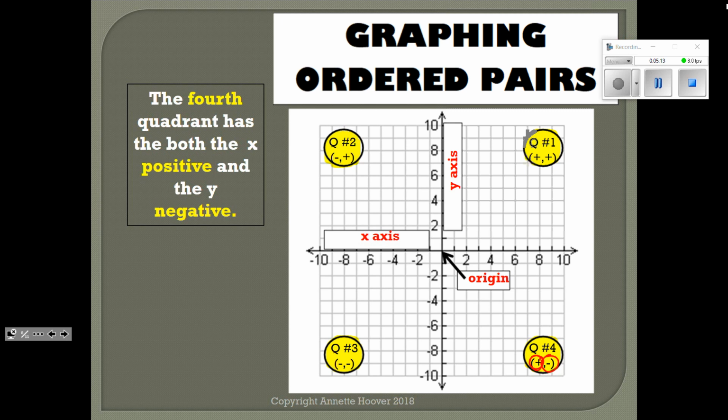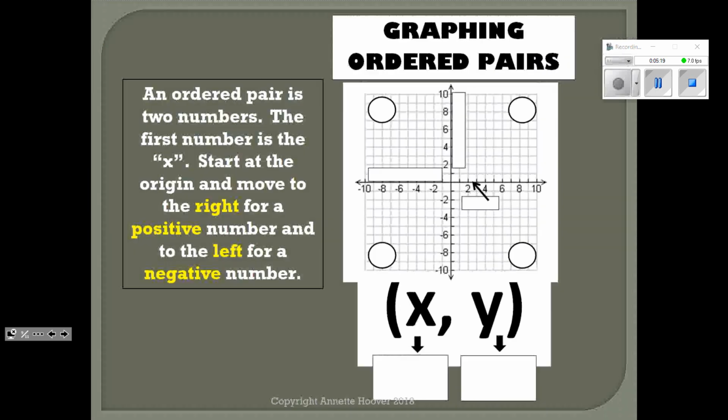So if you know what to expect from each quadrant when you're graphing something, you have an idea if you're being in the correct area. So an ordered pair is two numbers. The first number is the x. Start at the origin and move to the right for a positive number, because this is a number line, and when you move to the right, you have your positive integers. And if it is a negative, you're going to move to the left, because you can see that to the left on a number line is where you have all your negative integers.